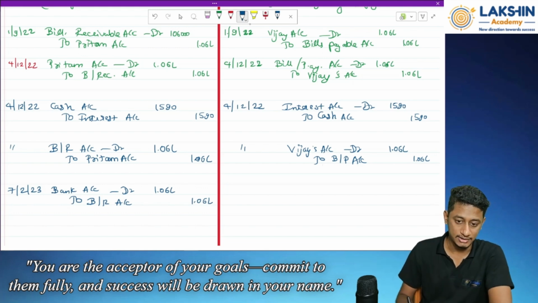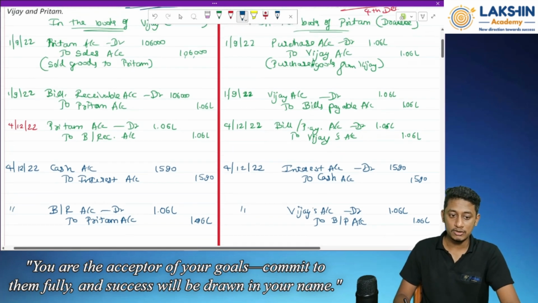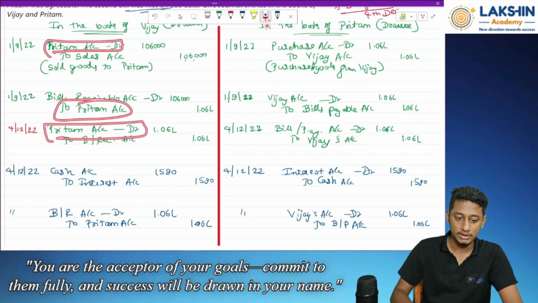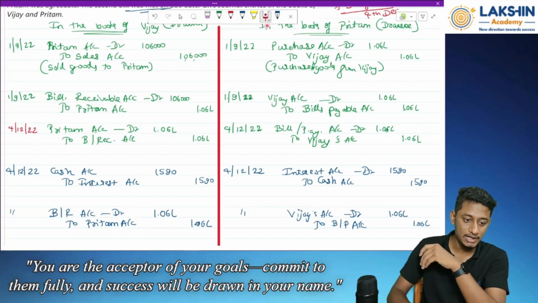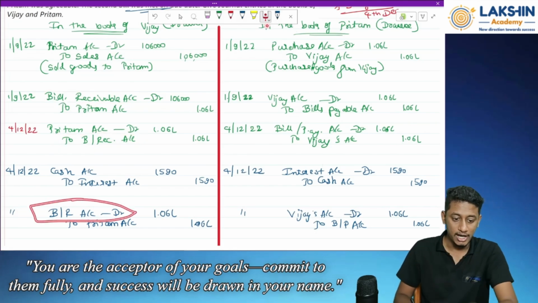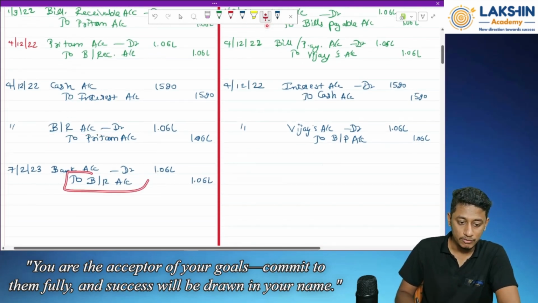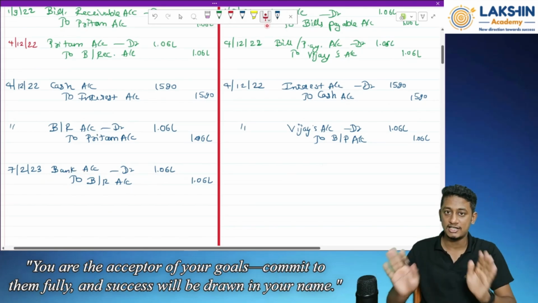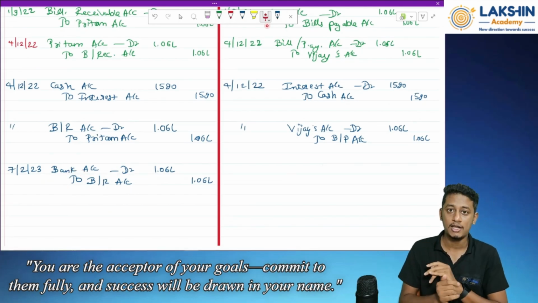Is Preetham's account open? No, sir. Because see, open, close, once again open, close. So Preetham's account is closed. Let's look at bills receivable account. Opened over here, closed over here, then again opened over here, and again I have closed it over here. So bills receivable account is also completely closed. See, the transaction is done, I have received the money, and we are good to go.